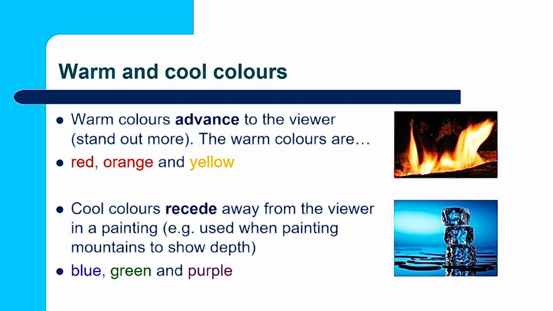Warm and cool colours. Warm colours appear to advance to the viewer as if they stand out more. The warm colours are red, orange and yellow. Cool colours, on the other hand, look as if they recede away from the viewer. The three main ones are blue, green and purple. Here is an example of how they work.